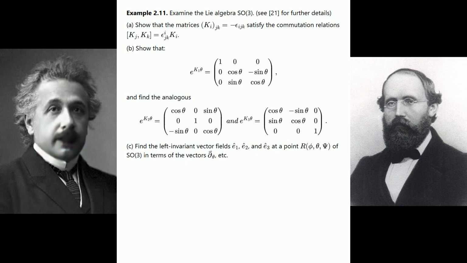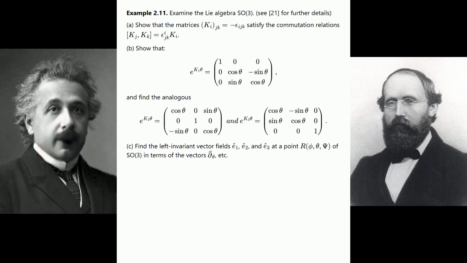Examine the Lie algebra SO(3). See for further details. A. Show that the matrices (K_i)_{jk} = -epsilon_{ijk} satisfy the commutation relations [K_j, K_k] = epsilon_{jki} K_i. B. Show that, see the equation shown, and find the analogous, see the equation.